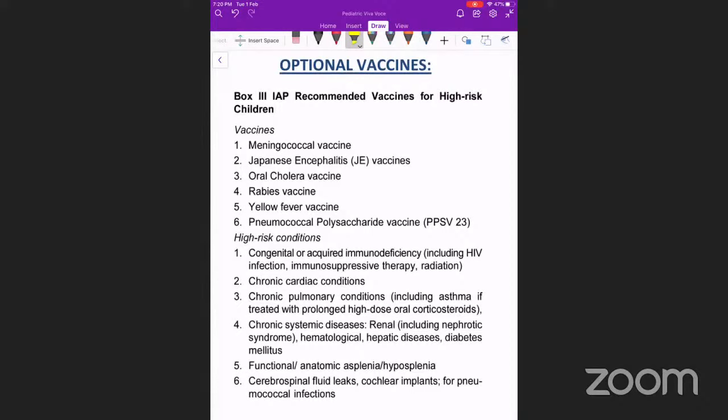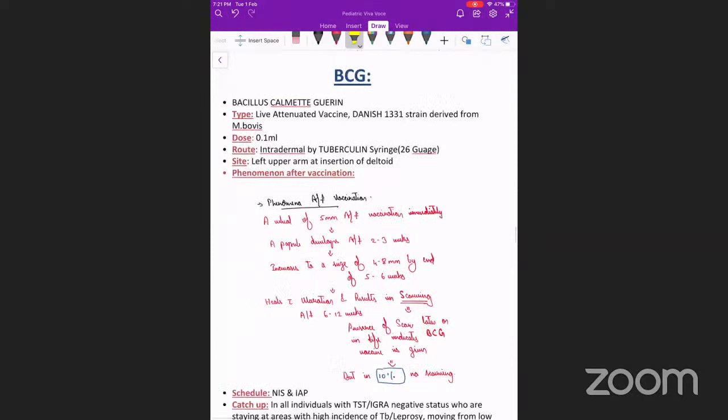So IAP gives 6 additional recommendations, okay? One is meningococcal, Japanese encephalitis, oral cholera vaccine, rabies, yellow fever, and pneumococcal vaccine, okay? Along with this, we can tell varicella as well. So these 7 vaccines are the additional optional vaccines that we recommend in high-risk children. Fine. Now we'll deal with individual vaccines, okay?